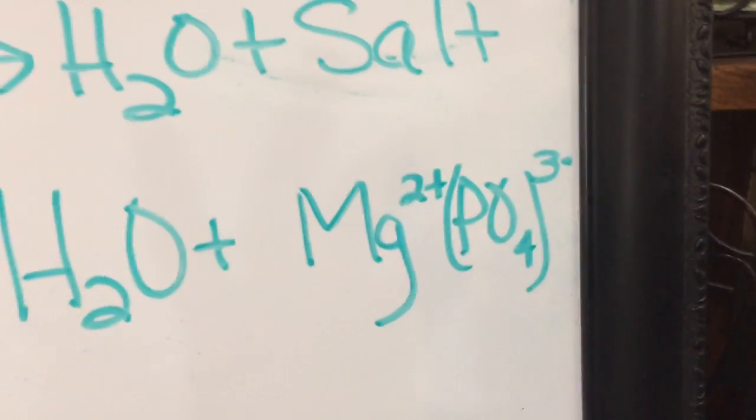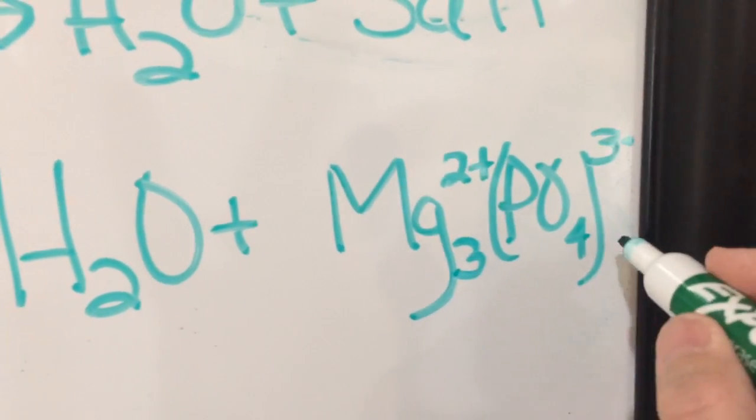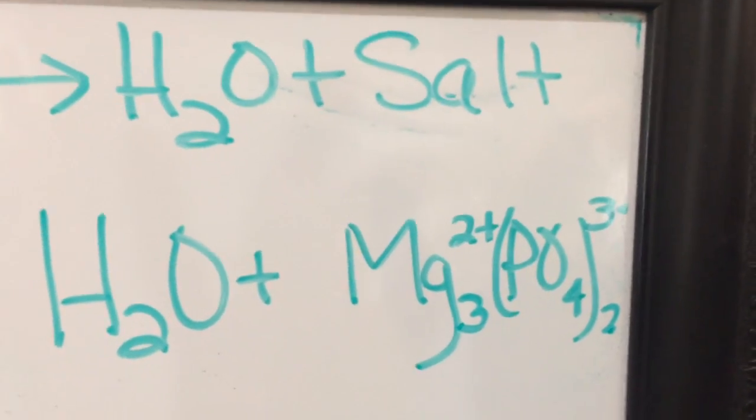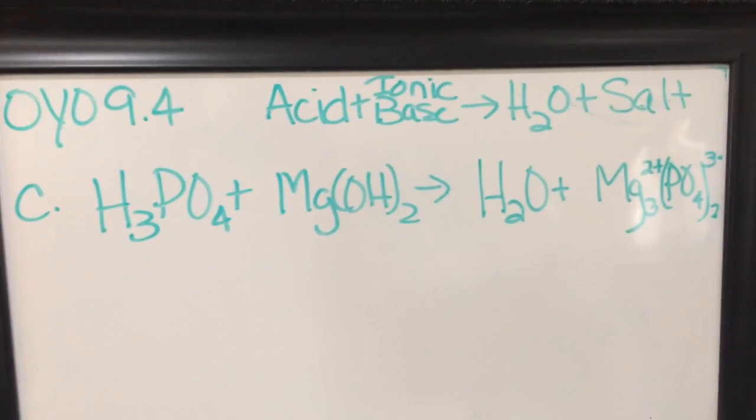To remember, we cross them over. We have to have 3 magnesiums and 2 PO4s. So now we have our formula, but we have to balance it.